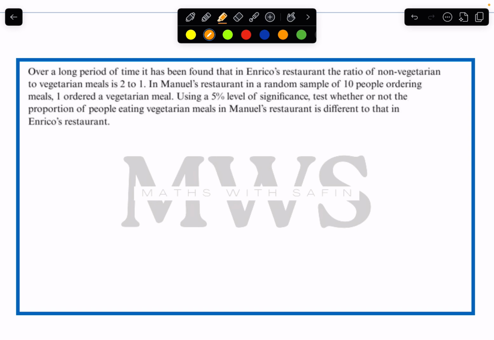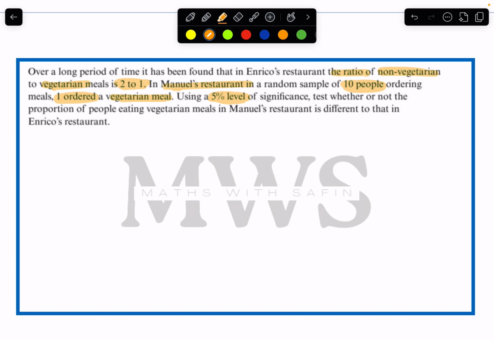So this question says, over a long period of time, it has been found that at Enrico's restaurant the ratio of non-vegetarian to vegetarian is 2 to 1. In Manuel's restaurant, in a random sample of 10 people ordering, one ordered a vegetarian meal.